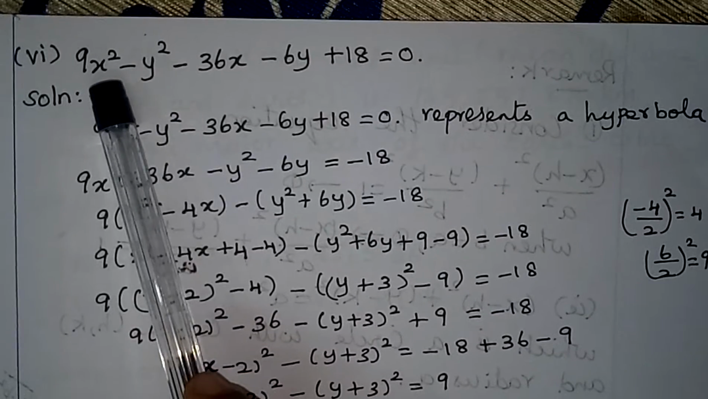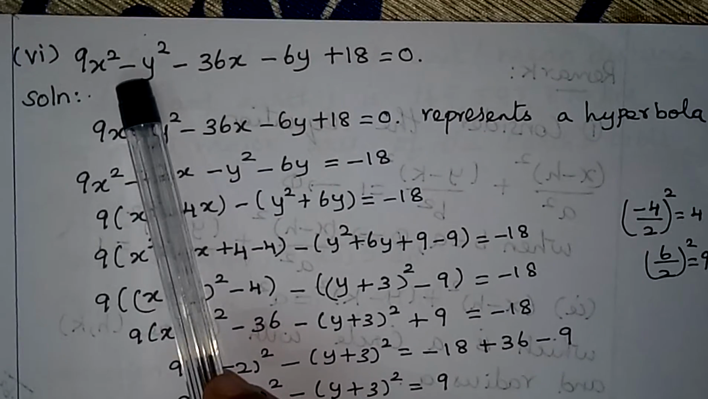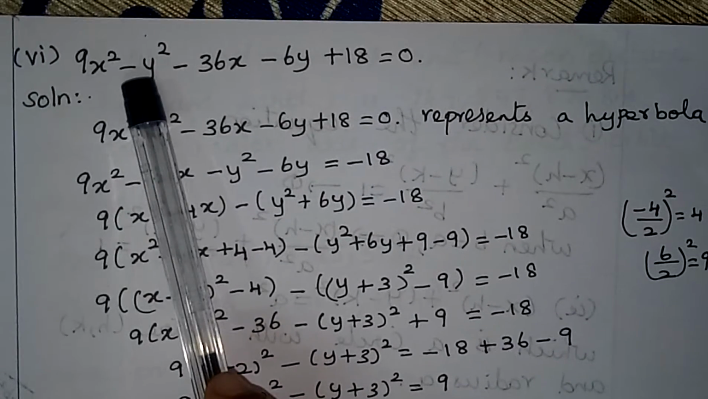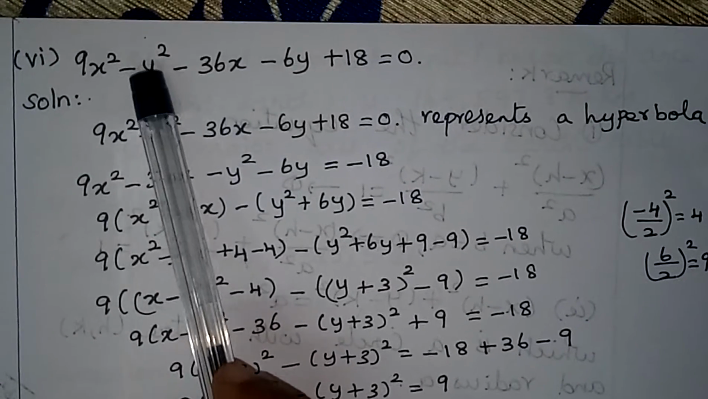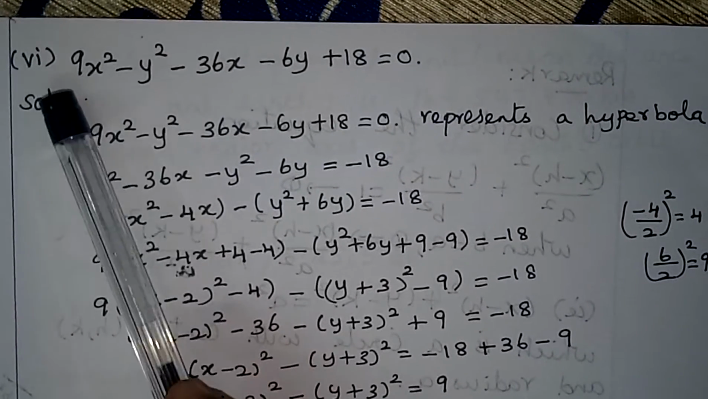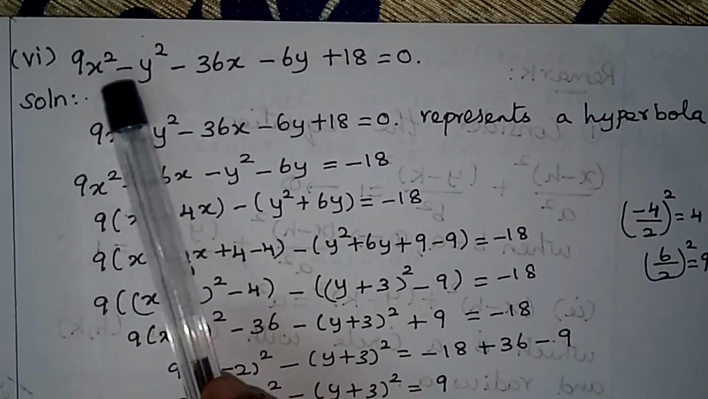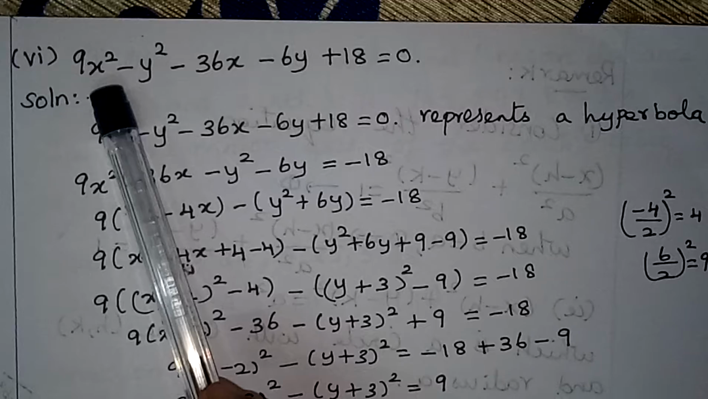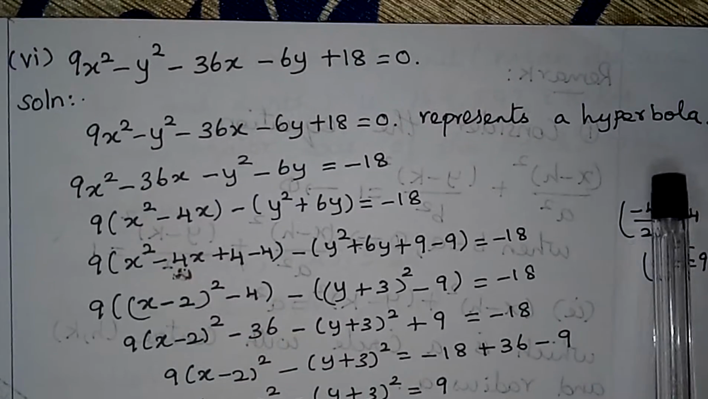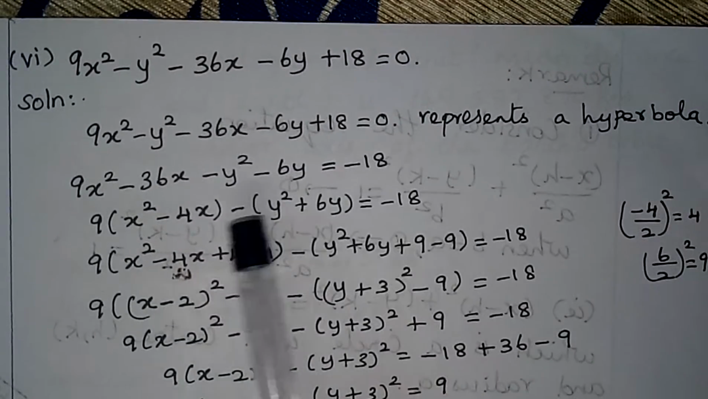Okay, so the coefficient of x square and coefficient of y square are different. Here we have 9, here we have 1. Without the sign I am taking 1, and both are minus 1. Coefficient, if you take it as minus 1 also, no problem. Both are not equal, and you have to see the sign. Here it is positive, here it is negative. So if both are opposite sign, it represents a hyperbola.